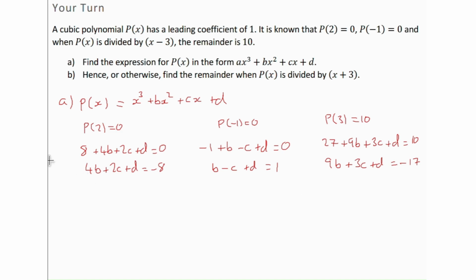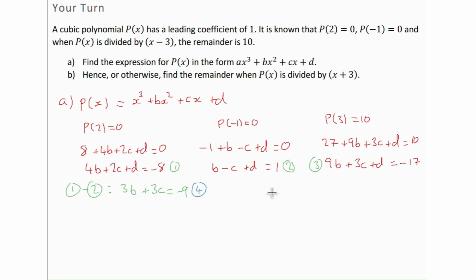Let's call them equation 1, 2, and 3, so it's easier to refer to. I'm going to do 1 minus 2. 4b minus b is going to give me 3b. 2c minus c is plus 3c. Minus 8 minus 1 is minus 9. So that's a new equation. I'm going to call that one in a different color, equation 4. I'm going to use that in a second.